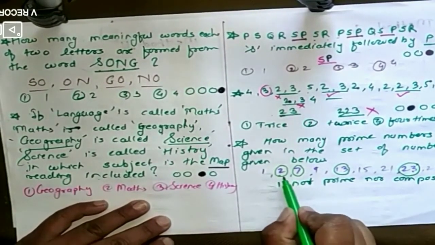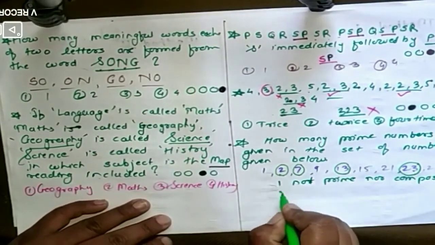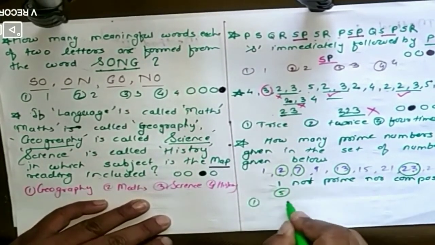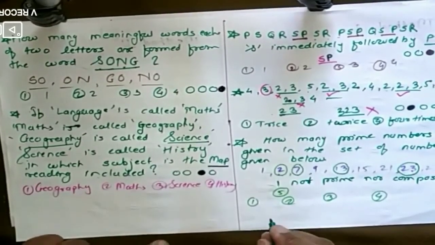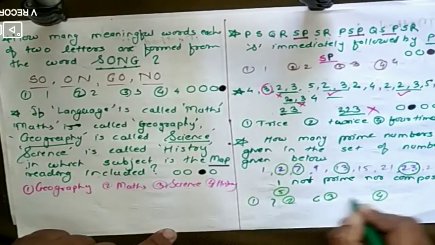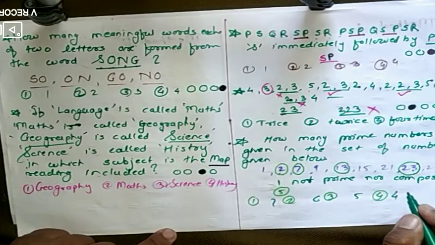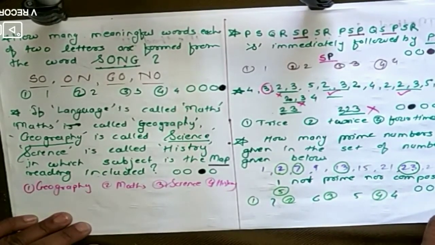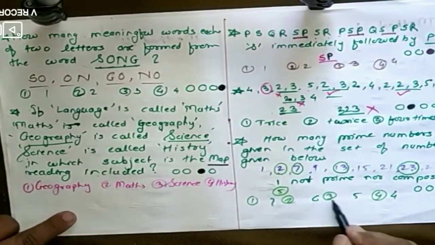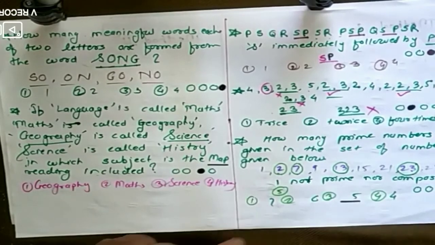So how many prime numbers are there here? 1, 2, 3, 4, 5. So how many numbers are there? 5. From the given options, you have to choose the option. They may give 7, 6, 5 and 4. So our answer is how much? It is 5. So from these 4 options, we have to choose option number 3. This is option number 3 and that is its answer.